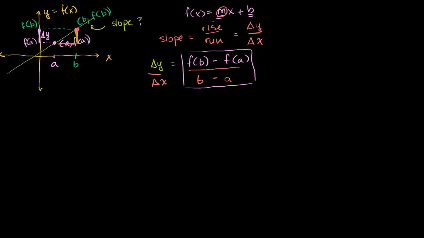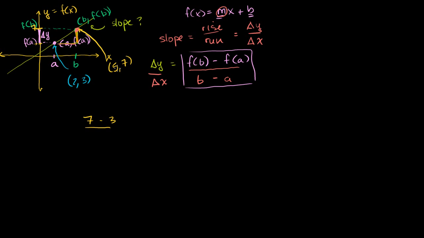And just to make sure it's concrete for you, let's say this was the point (2, 3), and let's say that this up here was the point (5, 7). Then if we wanted to find the slope of this line, we would do 7 minus 3. That would be our change in y. This would be 7, and this would be 3.